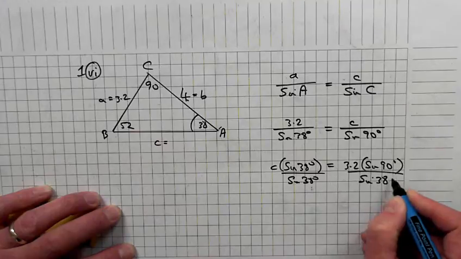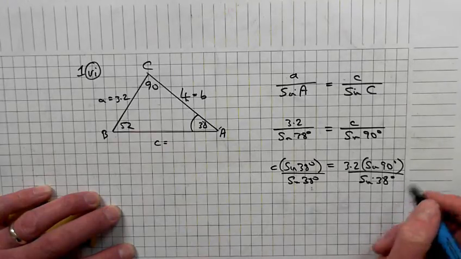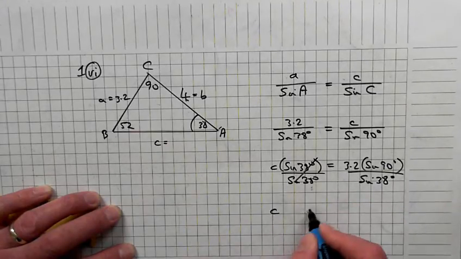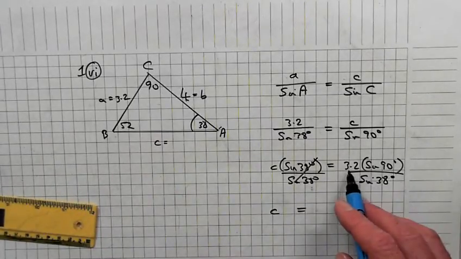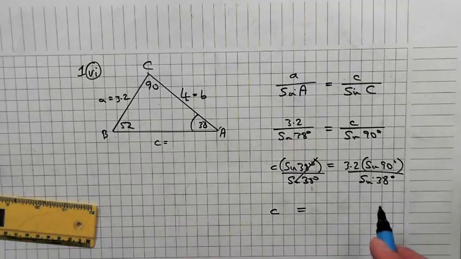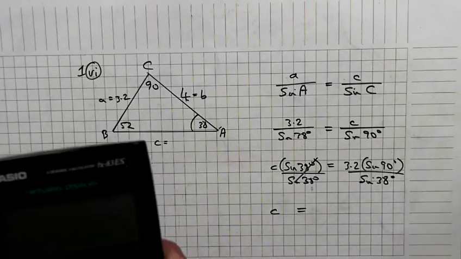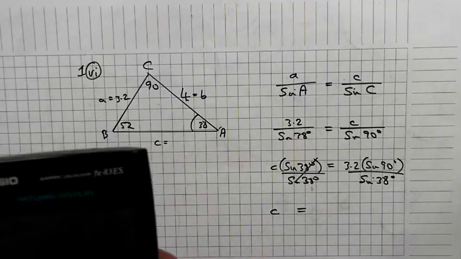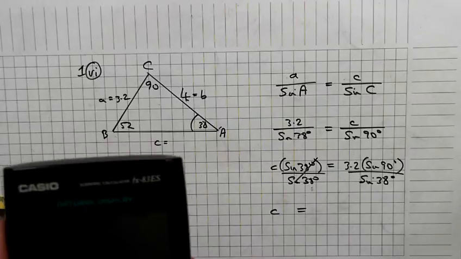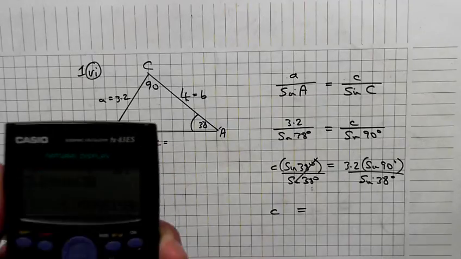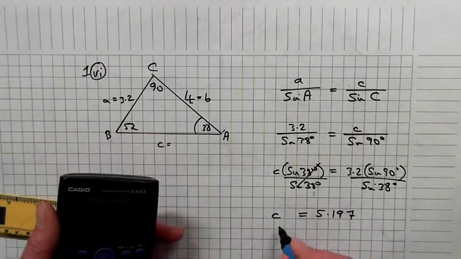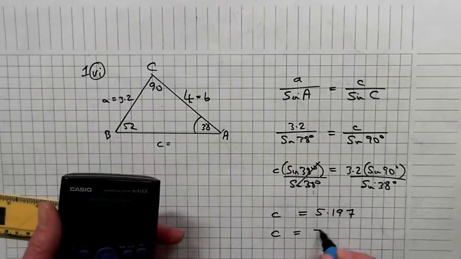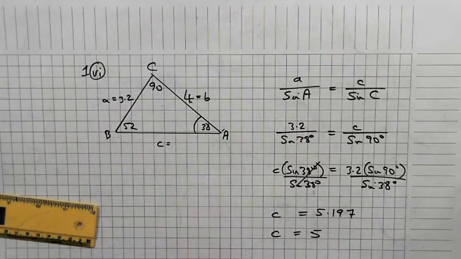So we'll divide both sides by sine of 38. I got 1. It's 1. Alright. c is equal to 3.2 times the sine of 90, 3.2 times 1, which is 3.2, divided by sine of 38, which is 5.19. Alright, so if you're asked to round it off, c is equal to 5 units.